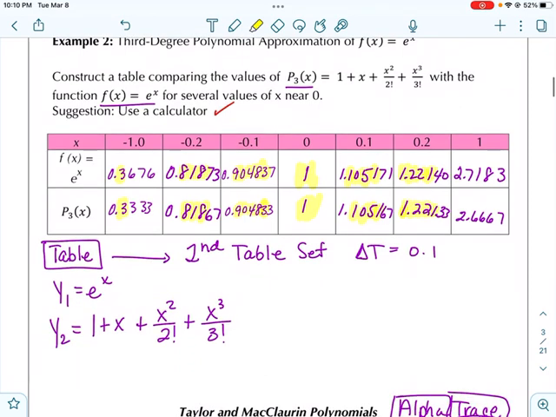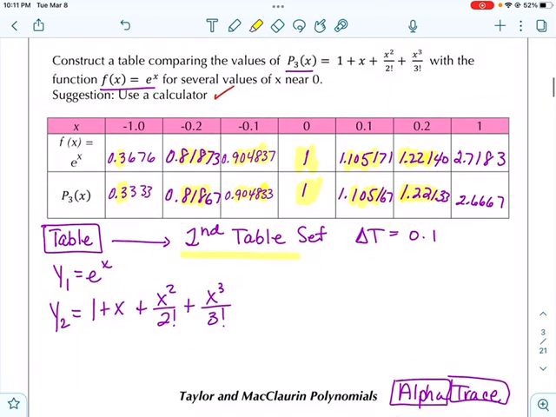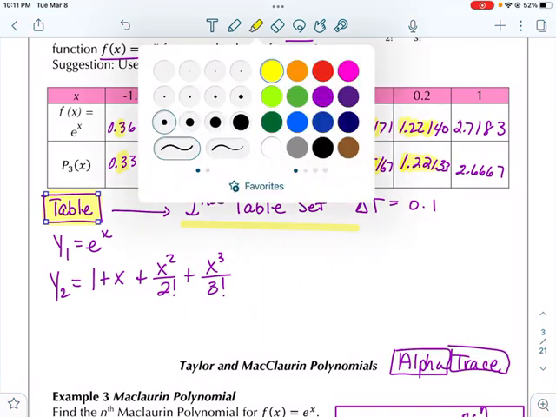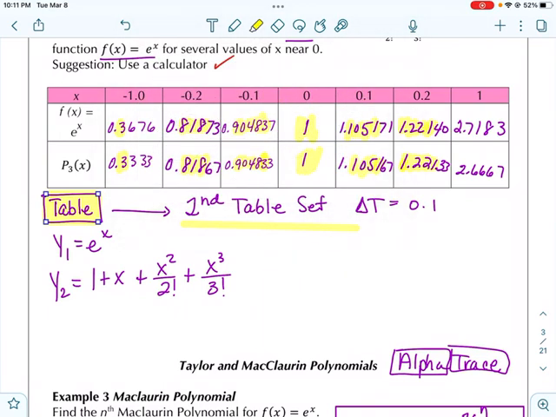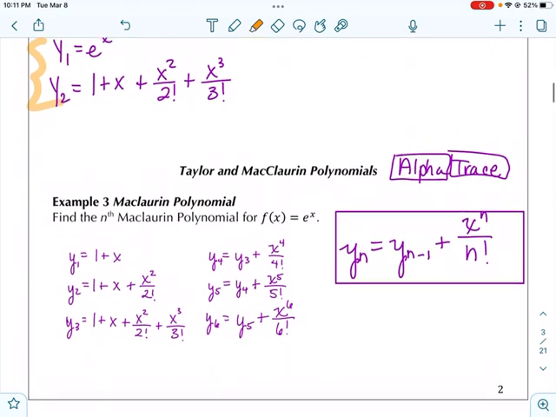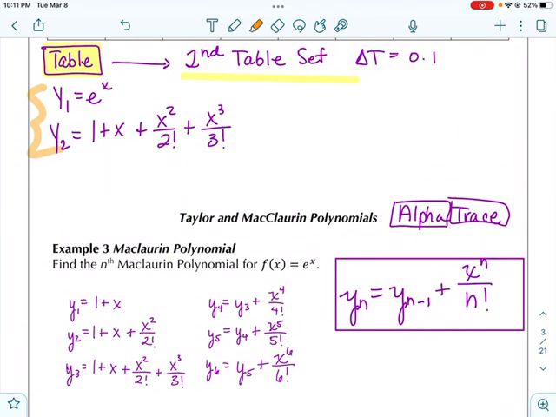So you can use a table and table set to get these values pretty quickly and make your delta t equal to 0.1. If you're not familiar with this, put y1 as e to the x, and y2 you can make your Taylor polynomial of third degree. And then the same thing when you're checking this out, finding the nth Maclaurin polynomial for f of x equal to e to the x.